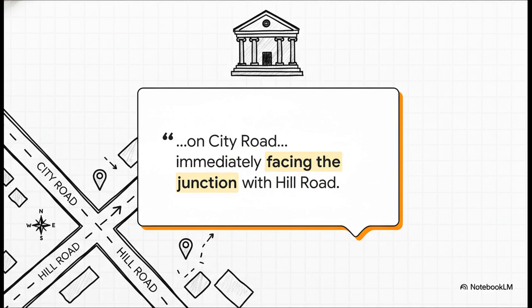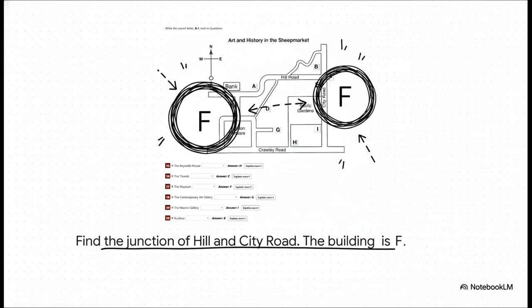All right, question 17 is for the museum. Now the audio gives a few details, but the one that really pins it down for us is this phrase, immediately facing the junction with Hill Road. So first off, what exactly is a junction? It's just where two roads meet. So let's find City Road over on the east side of the map. Now follow it until you see where Hill Road connects to it. The building that's directly opposite, the one that's facing that meeting point, is F. That's the museum. Great work.